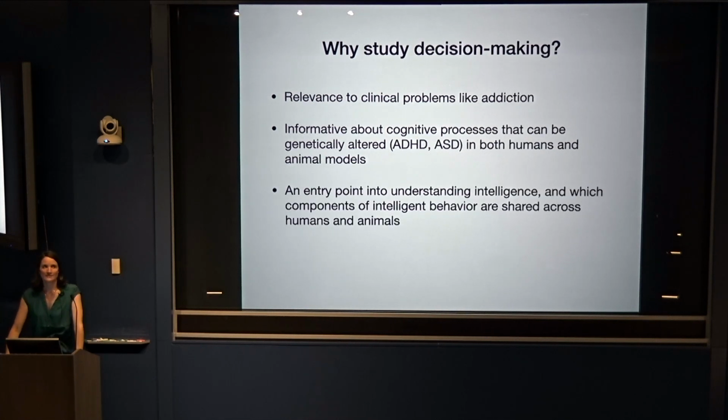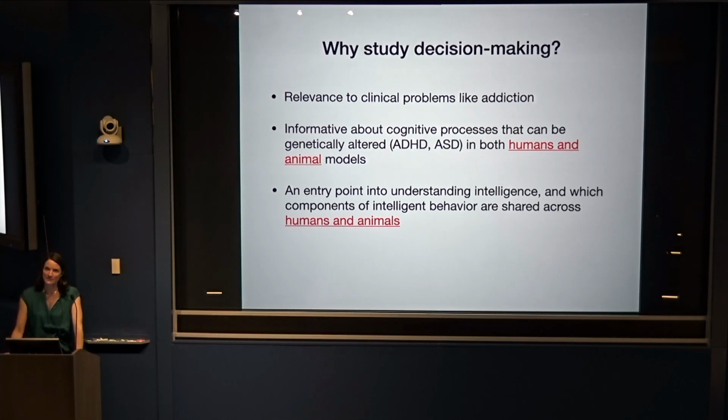And finally, I think the study of decision-making can be an entry point to understanding intelligence and which components of intelligent behavior are shared across humans and animals, and also what neural mechanisms support that kind of intelligent behavior, maybe similarly or perhaps not in different creatures. But you'll notice that there's kind of an assumption here with these last two, that they both focus on humans and animals together. And that's in a way an assumption that suggests that we might reasonably learn about one creature by studying another creature. We might learn about humans by studying animals, for example.